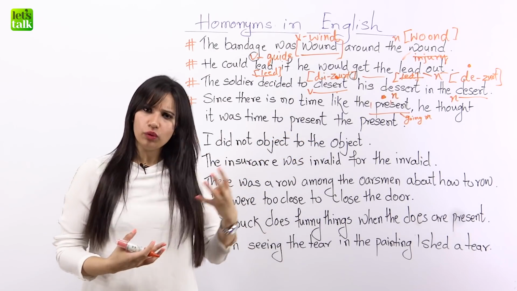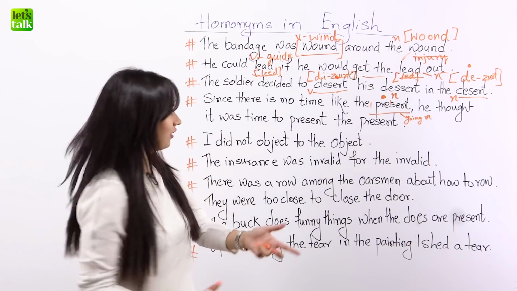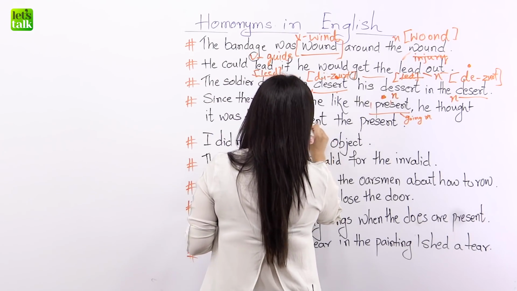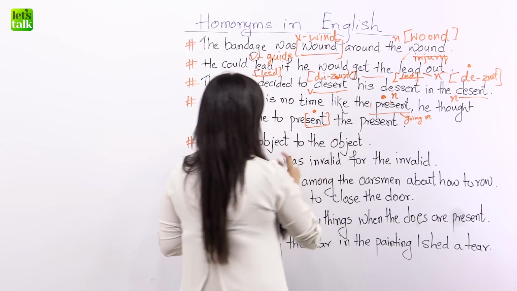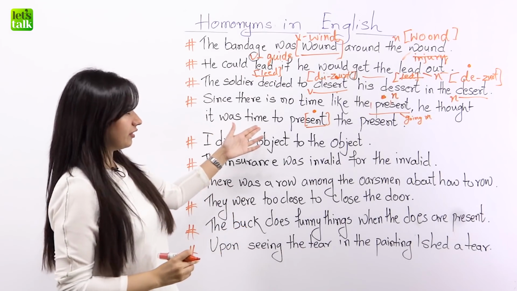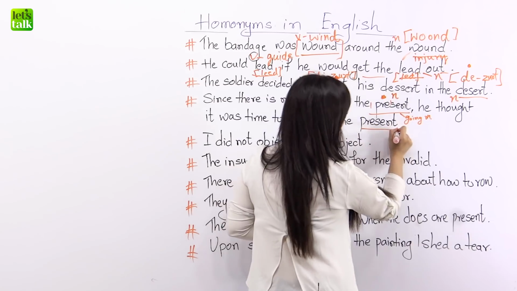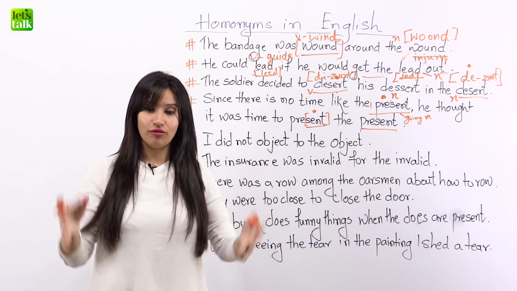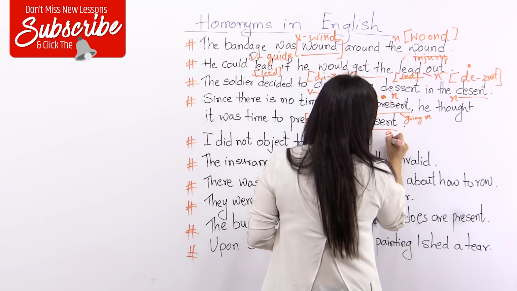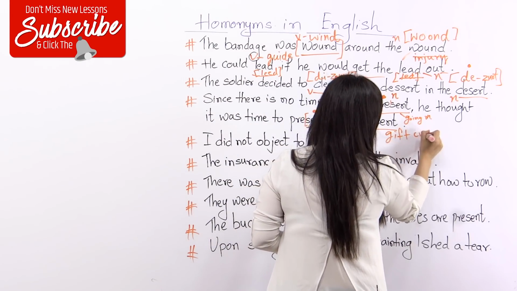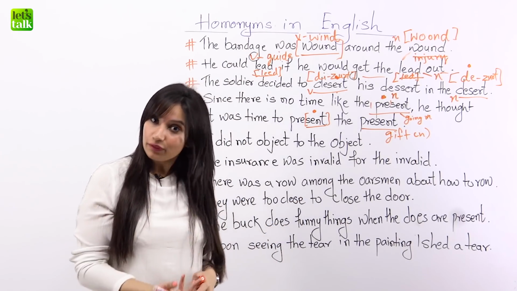So present, what do we mean by present? Present means to offer something to somebody. But here, the stress is on the second syllable. He thought it was time to present the present. And this present actually means a gift, a wrapped gift that you would like to offer to someone. A gift. And this is also a noun. But to present something, which means to offer something, is actually a verb.